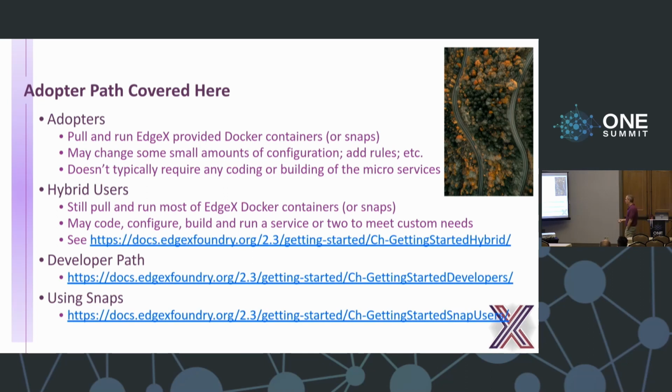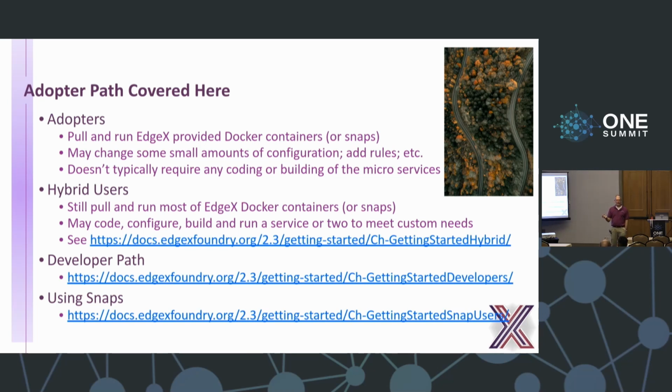Do I need to make some additions to it? So an adopter pulls and runs EdgeX. We're going to do that via Docker containers. You don't have to use those, but that's a pretty common path, especially to get started. You're going to change some small amounts of configuration. You may do some tweaking at the edge, like adding rules into our rules engine.